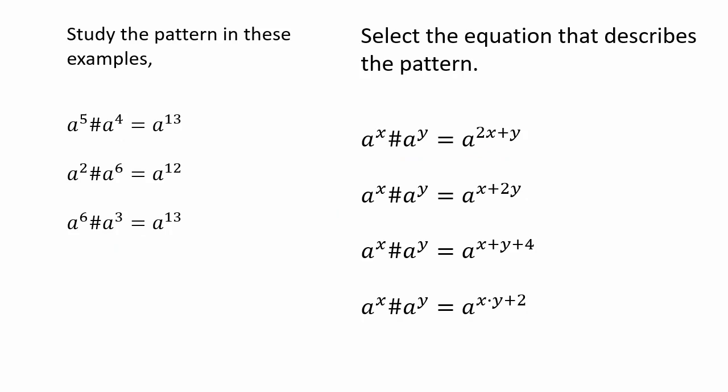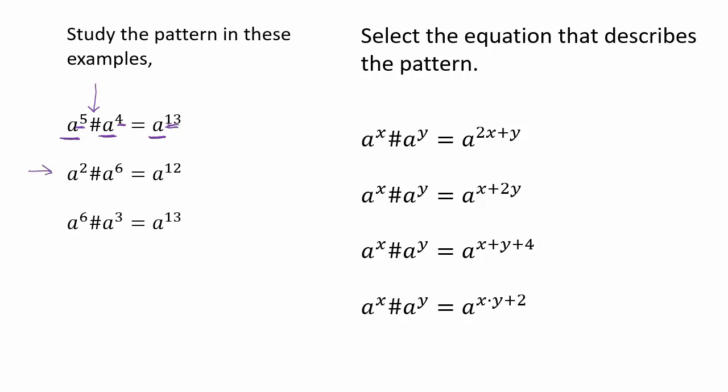Looking at a problem like this, what they're asking you to do is identify the meaning of this symbol. What does that pound sign mean? So if we have a base A raised to the power 5 with that pound sign, and then the same base A raised to the power 4, what do we do with those exponents, 5 and 4, in order to end up with this base A? So the base stays the same, but the exponent ends up at 13.